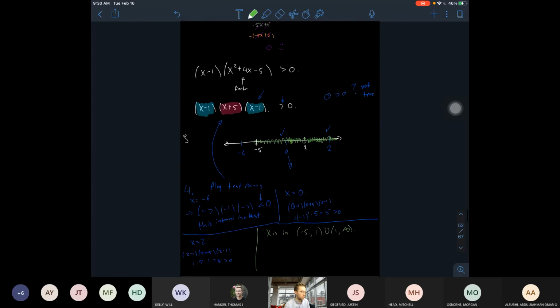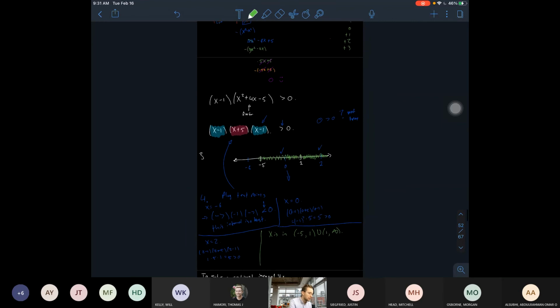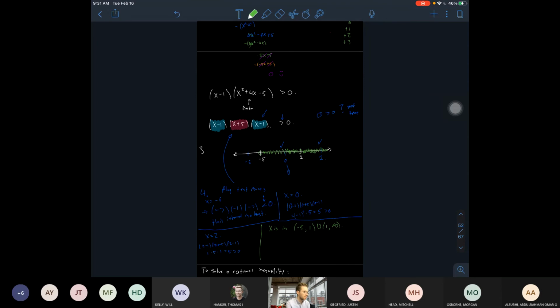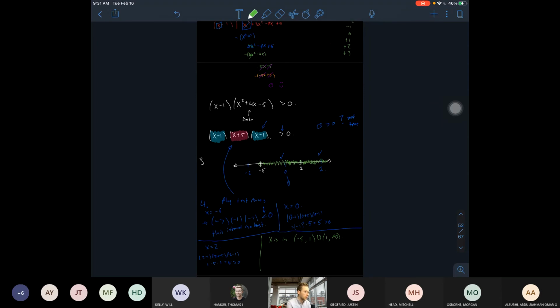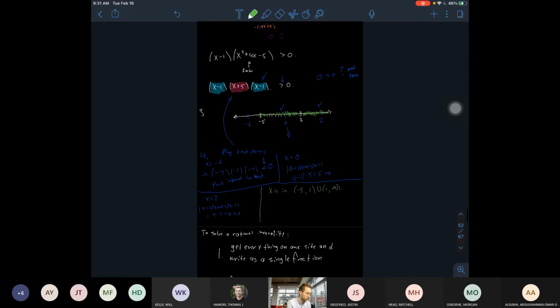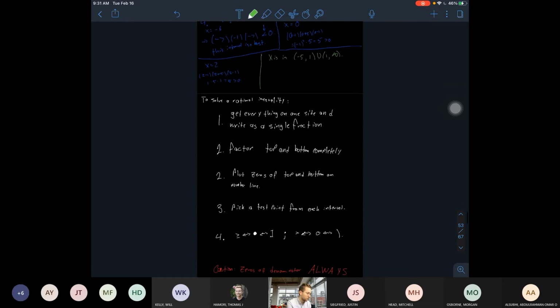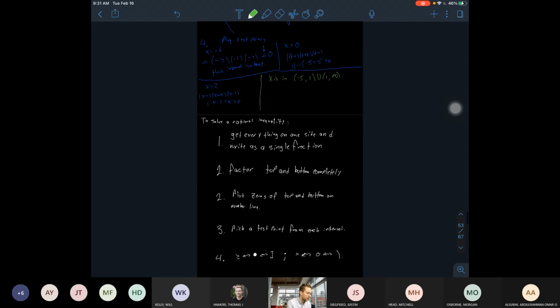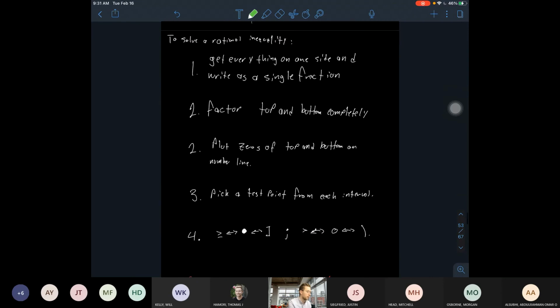Okay. Any questions about solving polynomial inequalities? Okay. Seems like not. In fact, we've already seen this sort of test point technique when we solved rational inequalities, which we did back in the inequality section. But we're going to talk about it again here.